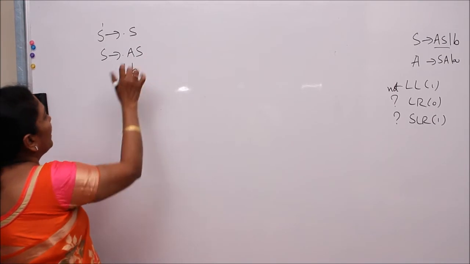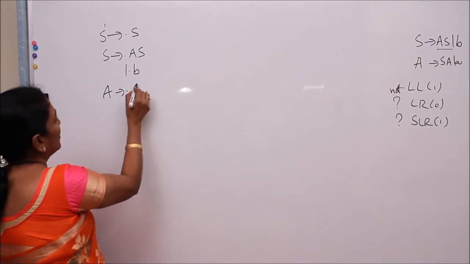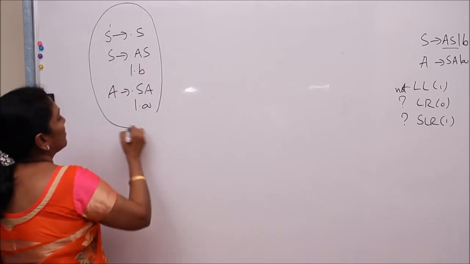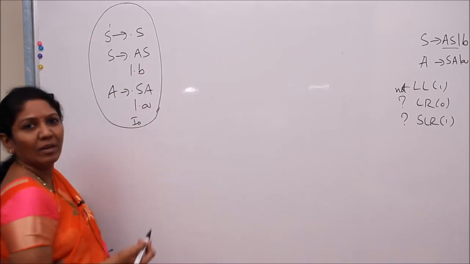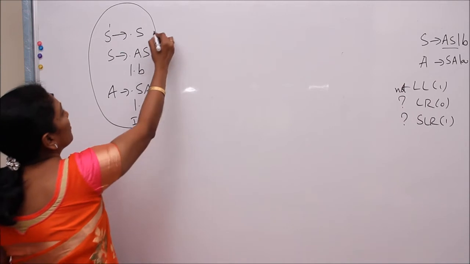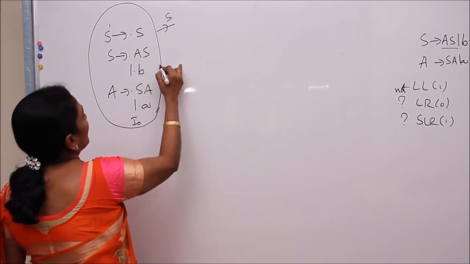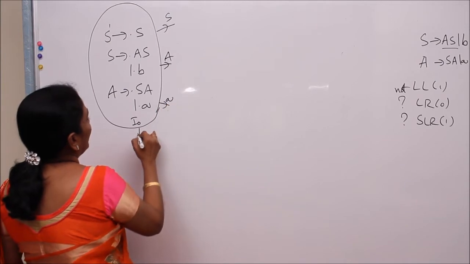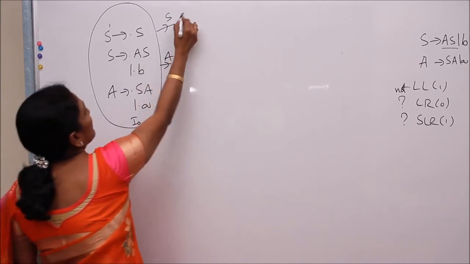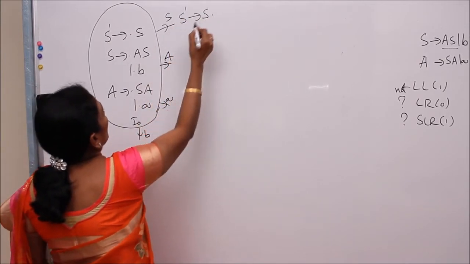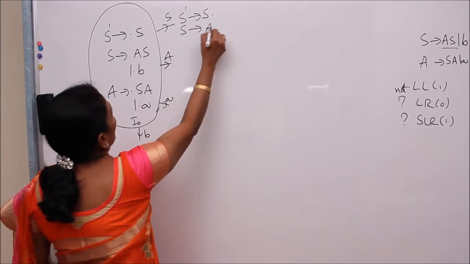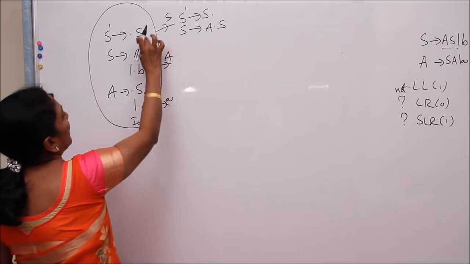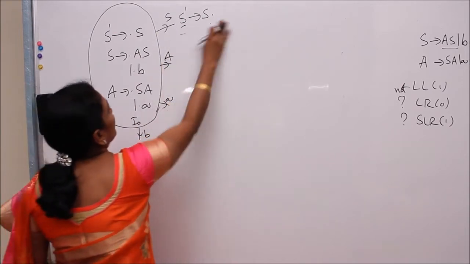Now because of A2 dot SCRE. This is I0. What are the possible transitions? On S, on A, on small a and on small b. On S it is S' to S dot, S to A dot S. Sorry, on S match is here as well as here, not here.